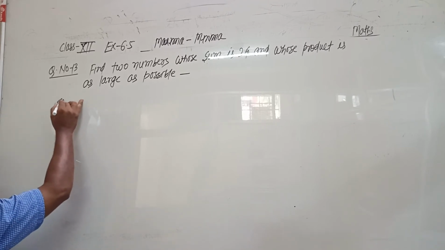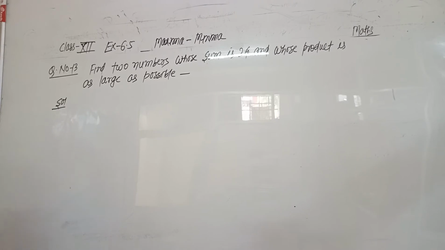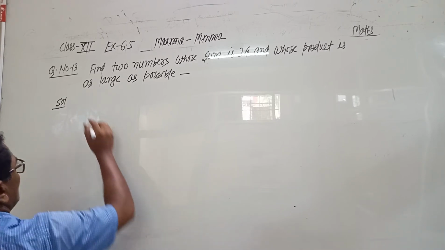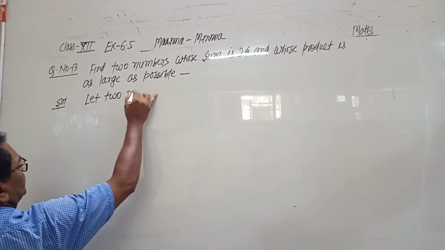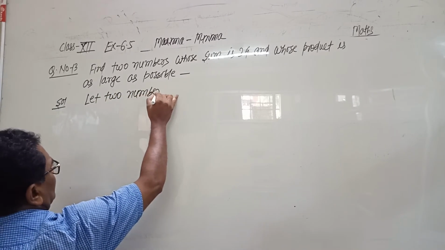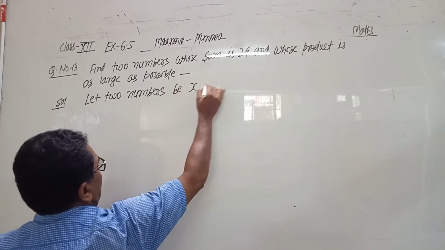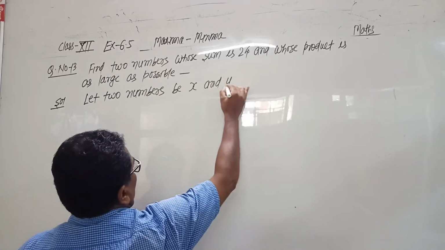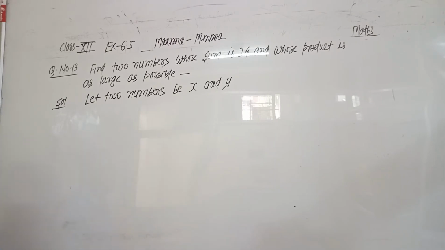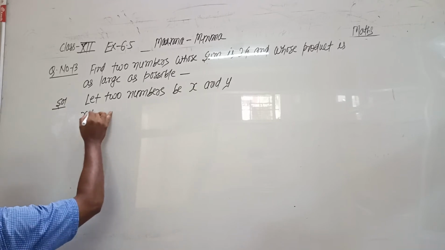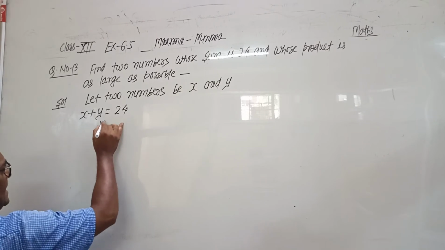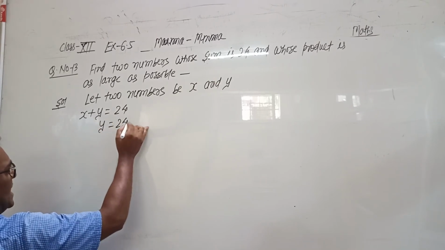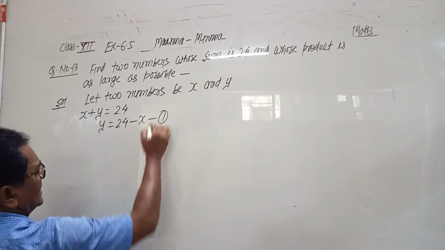So we are given: find two numbers whose sum is 24. Let the two numbers be x and y. It is given that the sum is 24, so x plus y equals 24. We eliminate the value of y, so y equals 24 minus x.